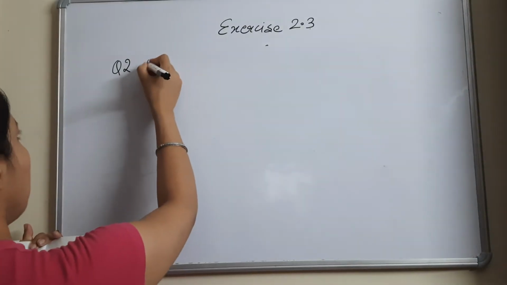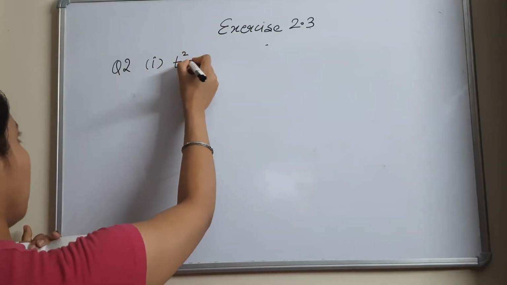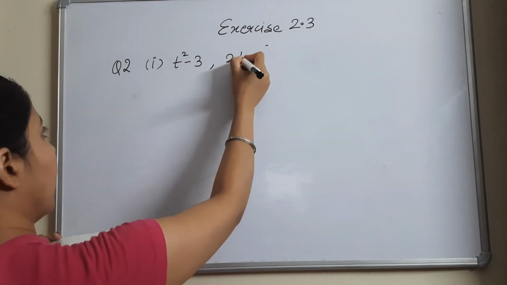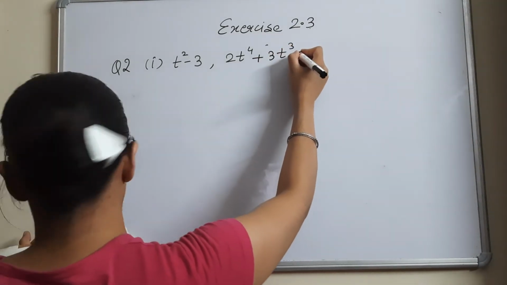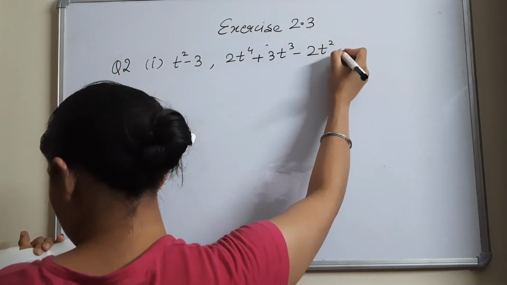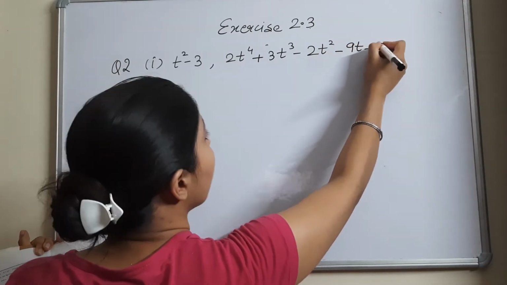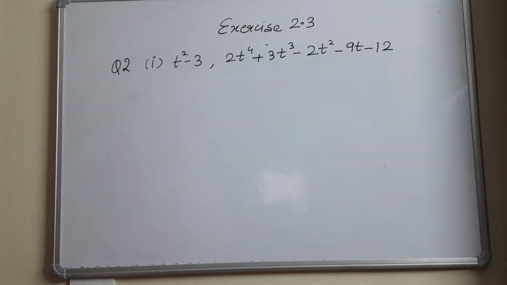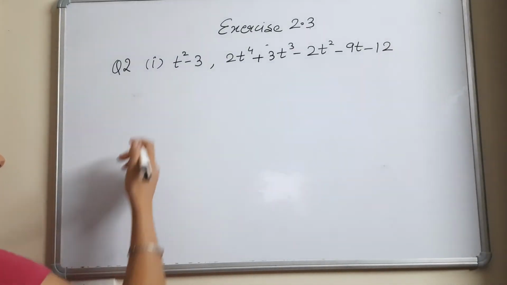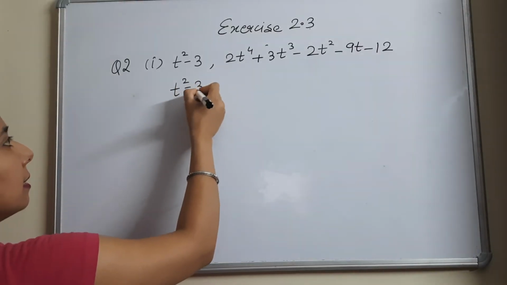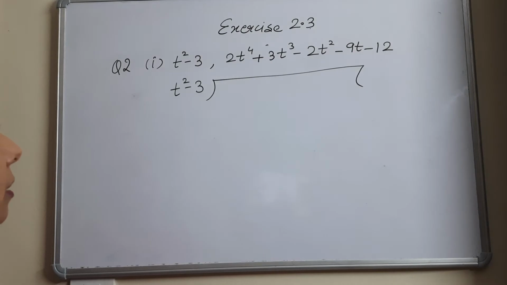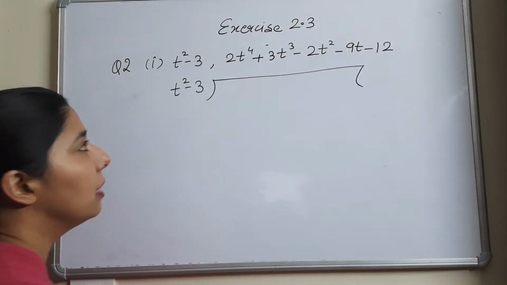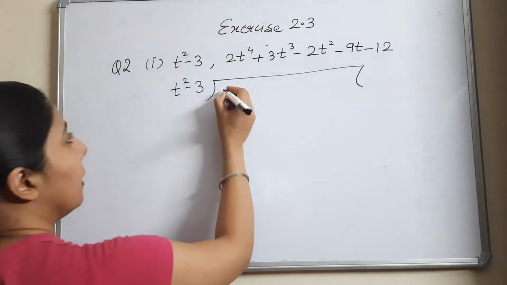So you are given two polynomials, t square minus 3 and the other is 2t4 plus 3t3 minus 2t square minus 9t minus 12. Firstly we will do the same division that we did in question number 1. Write it like this, and always check if there is a missing term, and whether all the degrees are in the correct order or not. So check 4, 3, 2, 1, constant. So degrees are in the correct order and no degrees are missing. So write it as it is.